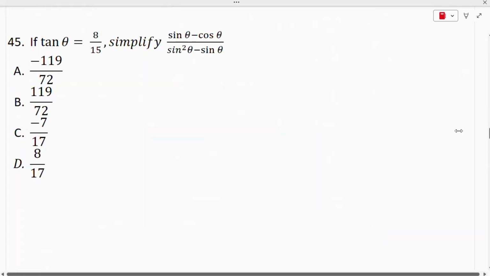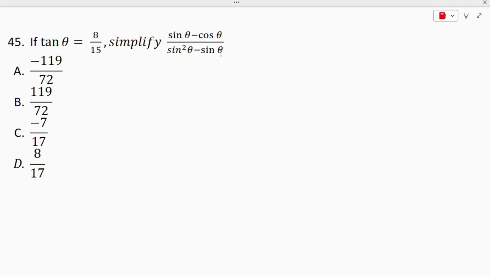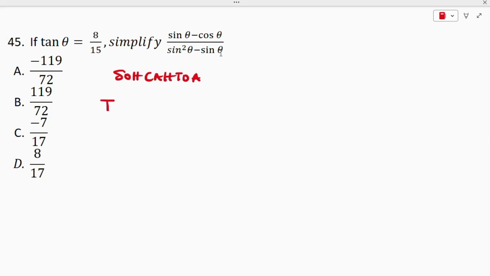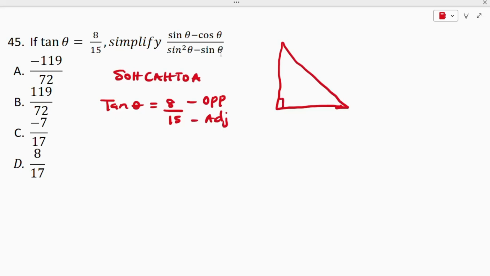Question 45. If tan theta is equal to 8 divided by 15, simplify sin theta minus cos theta divided by sin squared theta minus sin theta. Now we want to apply the property of SOHCAHTOA and also the Pythagorean theorem. So we have tan theta equal to 8 over 15, where 8 represents the opposite and 15 represents the adjacent. So let's draw a right angle triangle right here. Now from here we have opposite to be 8, adjacent to be 15. So we are looking for sin theta and cos theta.